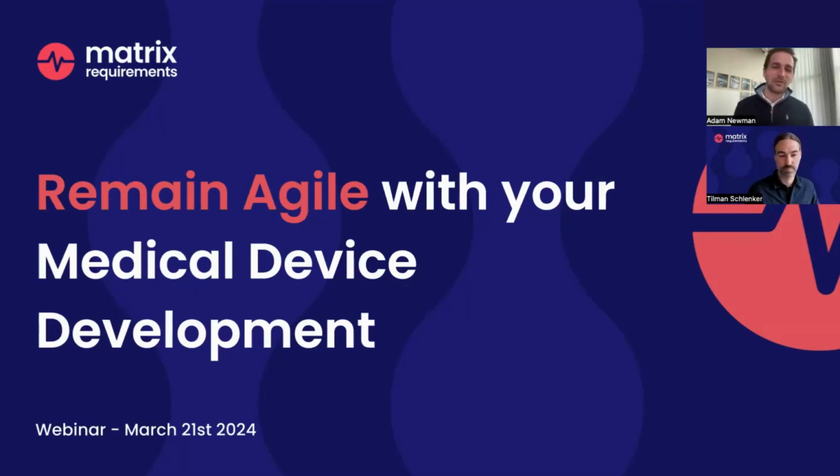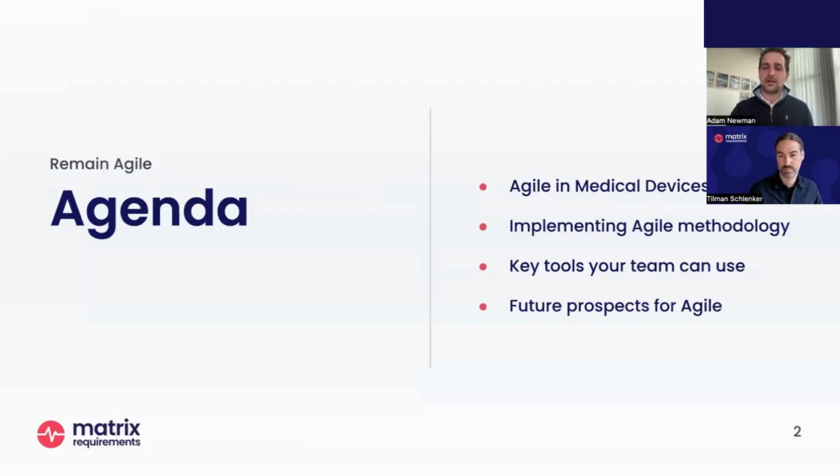So the topic is really looking at how can you remain agile with your medical device development. And we're going to touch on this topic in 4 different ways today. We're going to look at agile within the medical devices industry itself, how you and your business can implement an agile methodology, what tools and things that your team may already be using. If you're a team of devs, maybe you've already got them in place, but Tillman will also have some suggestions on his side. And then we're also going to look into our future prospects for Agile and where it's going in the future.